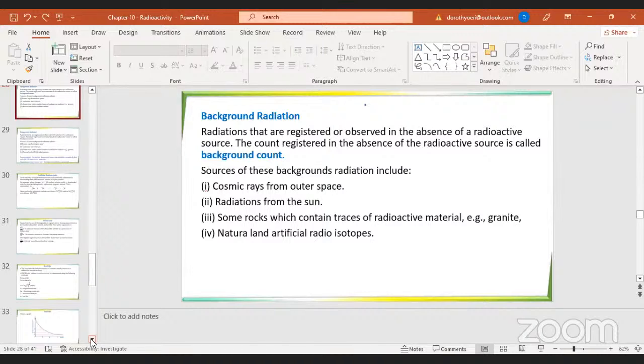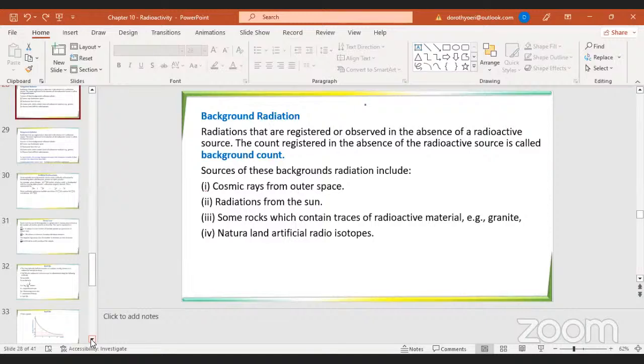Now, why does it click? It indicates that there is presence of radioactivity. There are radiations there. These radiations are registered or observed in the absence of a radioactive source. There's no radioactive source within any close range, but the GM tube still registers counts. Now, where do the clicks, the background radiation, come from?